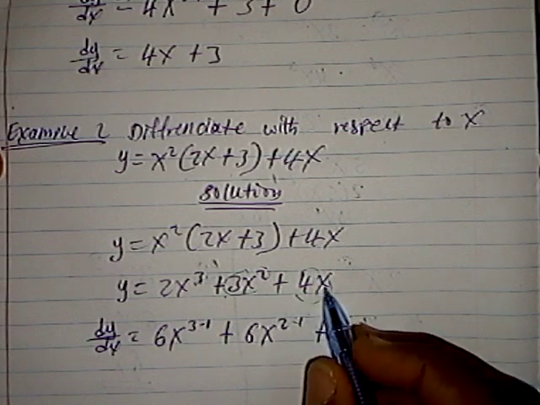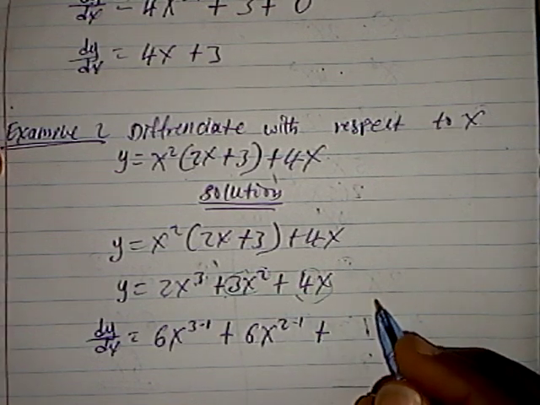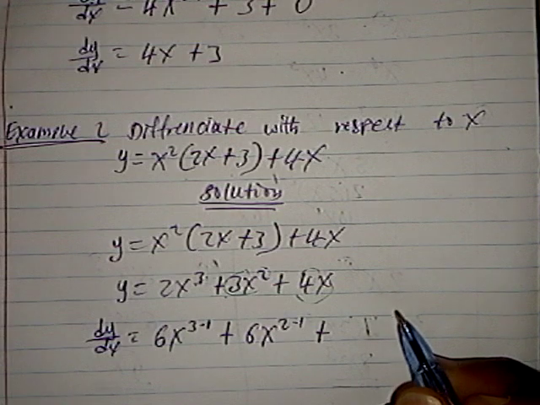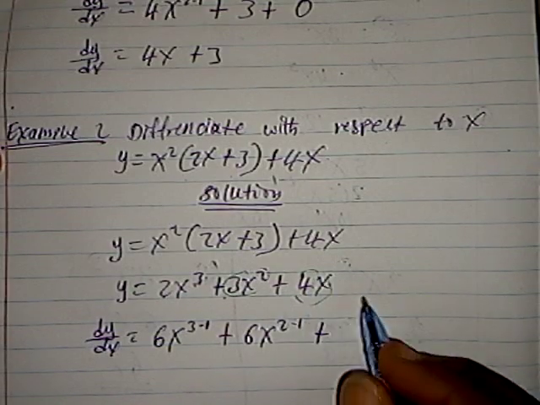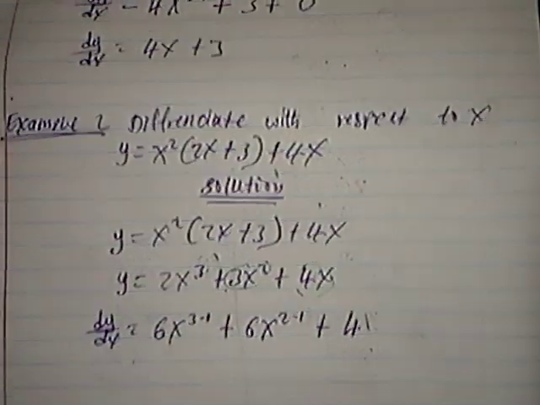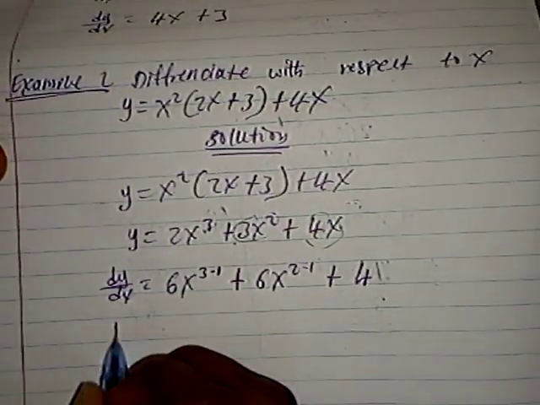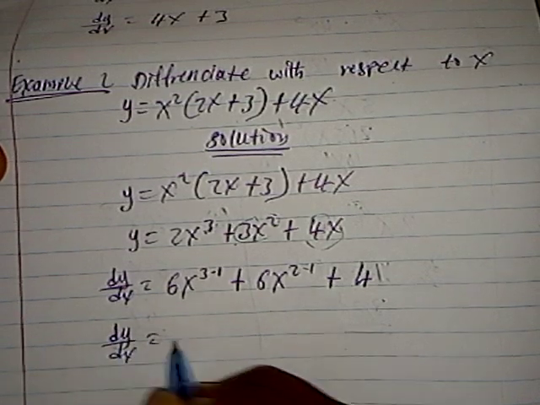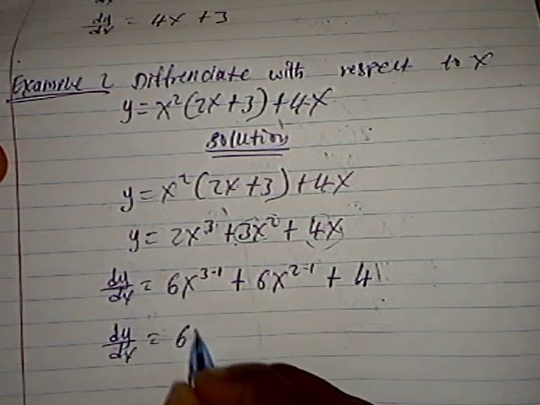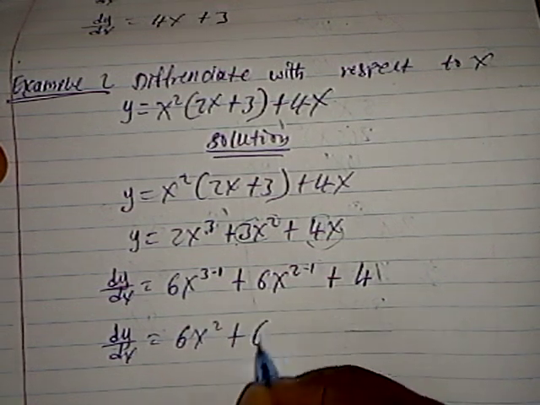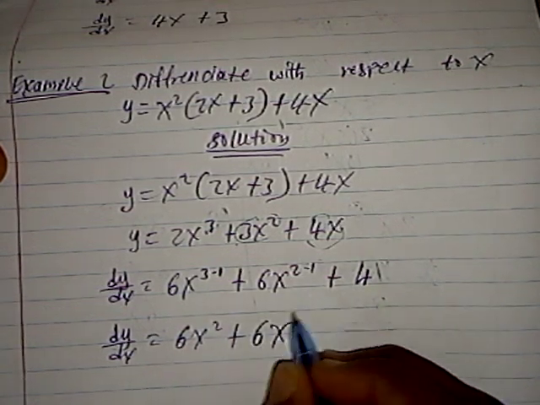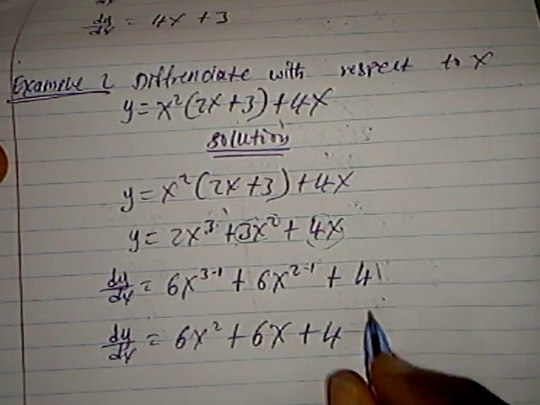So, the differentiation of 4x, a number in the letter, is just the number. Take note. The differentiation of a number in the letter and the letter is just what? The number. So, the differentiation of 4x is just 4. That's the rule we are applying. So, the first derivative is equal to 6x. 3 minus 1 gives you 2, plus 6x. 2 minus 1 is just x, plus 4.